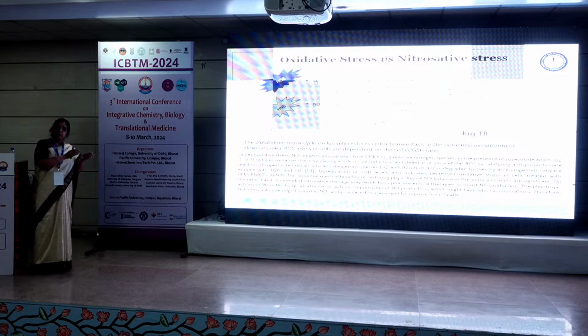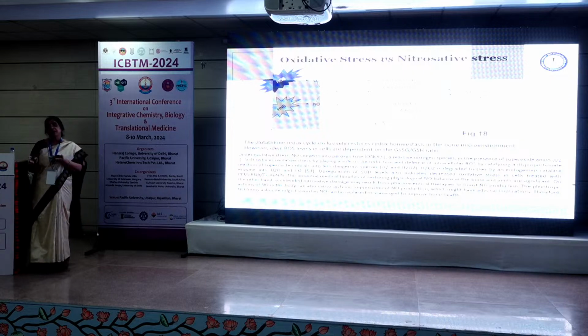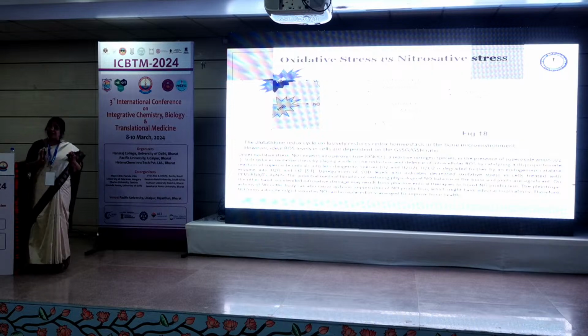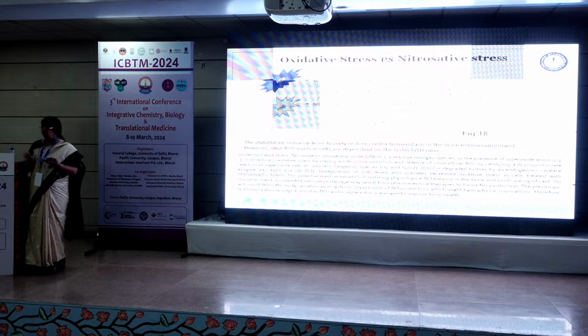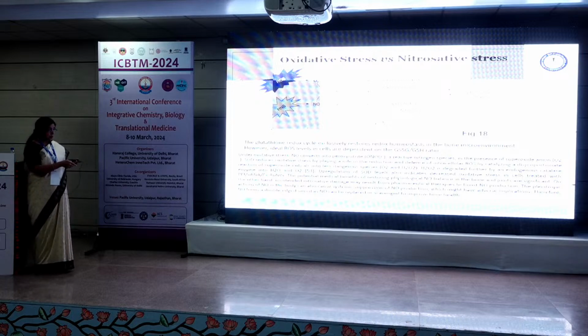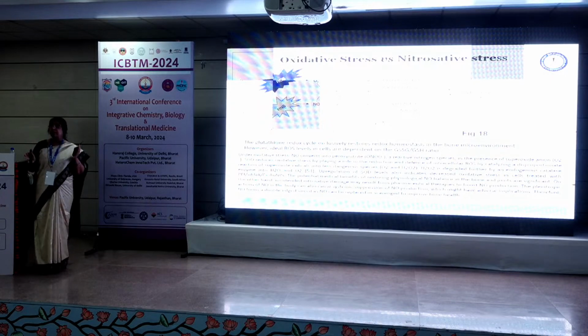So the moment I look at the ROS, I must simultaneously look at the reactive nitrogen species also. So we look at both of them and see whether lipid peroxidation is happening, whether it is a nitrosative stress, whether it is an oxidative stress, or whether it is a combined nitro-oxidative stress, which has become an outcome of that, because nitric oxide is a double-edged sword.